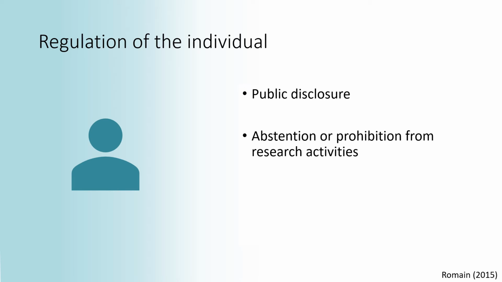In the category regulation of the individual, there are two main strategies. The first is public disclosure of interests by all researchers and end users involved in research. This involves declaring any actual, perceived, or potential conflicts of interest. The second strategy is abstention or prohibition from research activities. This involves ensuring that researchers or end users refrain from participating in all or specific stages of research where their interests may unduly influence the research goal.